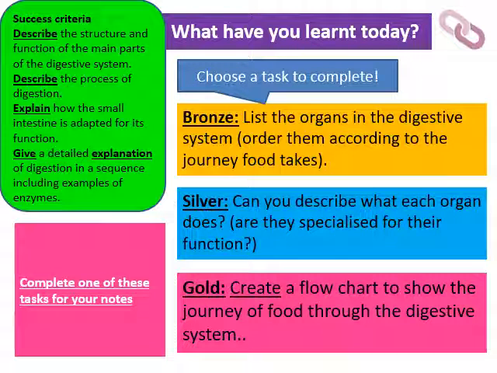The first task for bronze is to list the organs in the digestive system. Try and order them according to the journey that the food is taking. The silver task wants you to describe what organs do, so go through each organ in the digestive system. What is their specific role? What are they specialised for? What's their function? Finally, we've got gold, and that's where you're creating a flow chart to show the journey of food through the digestive system. We're going to have a box for one stage, and an arrow going to the next stage, and so on as you flow through the digestive system.